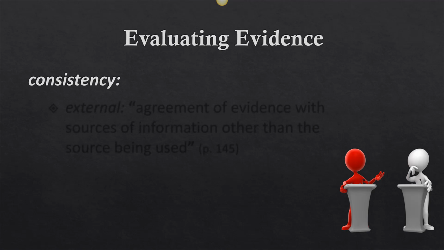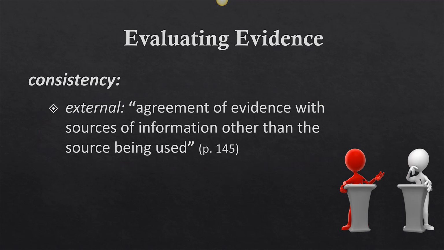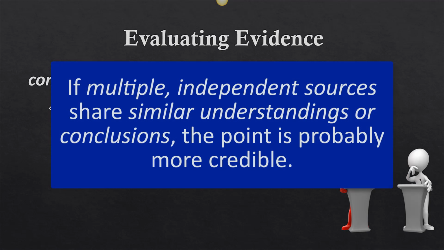And there's a couple of ways to think about this. First of all, Inch and Tudor talk about external consistency, the agreement of evidence with sources of information other than the source being used. So in other words, if you get some facts from a particular evidence source, that evidence source is going to be more credible if the information provided by that source is also pretty consistent with other sources of information doing similar investigation or research or compilation of facts and are coming to the same conclusions.